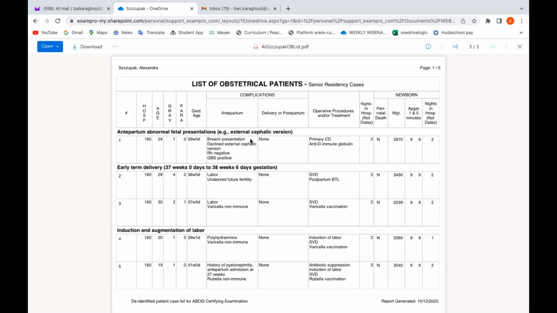Okay, you know how to describe an ECV procedure, right? How it's done. What pain medications do you give for those patients? Yes, you give them pain medications when you do an ECV. Typically at my institution, we did this with an epidural.